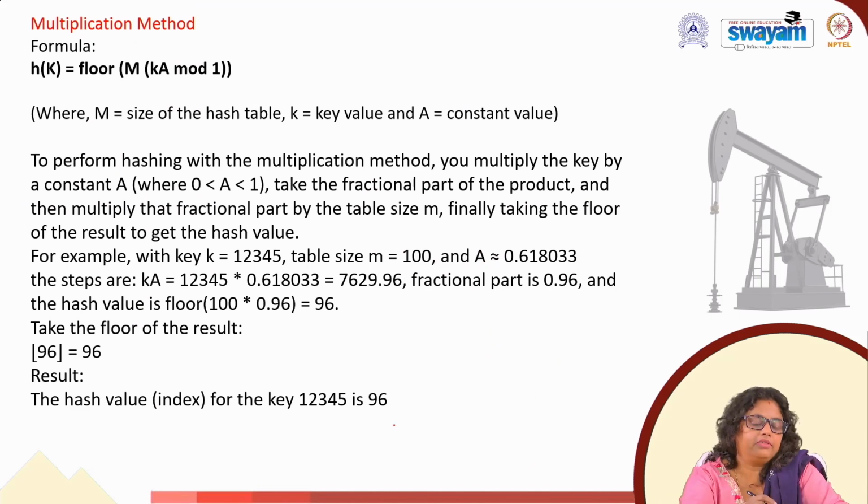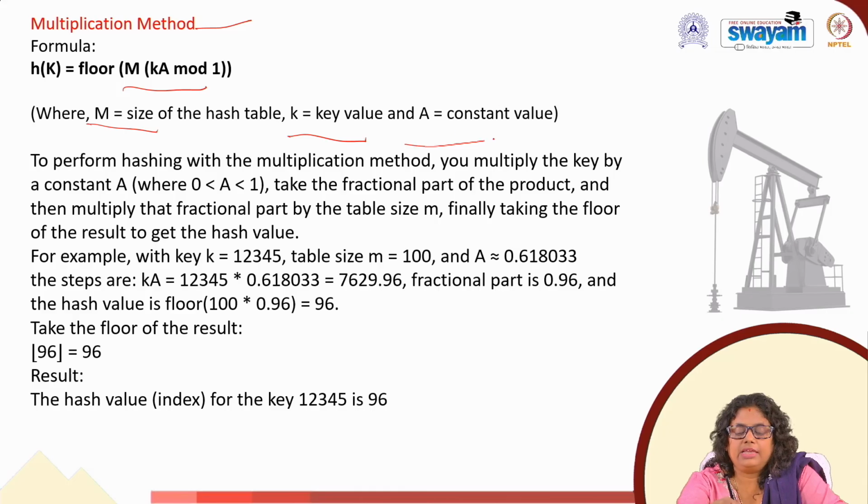Another hash function we have here is the multiplication method. What is the formula? H of k, that is the hash key, equals floor of m times (k a modulus 1). How it works: m is the size of the hash table, k is the key value and a is the constant. So we will understand this.